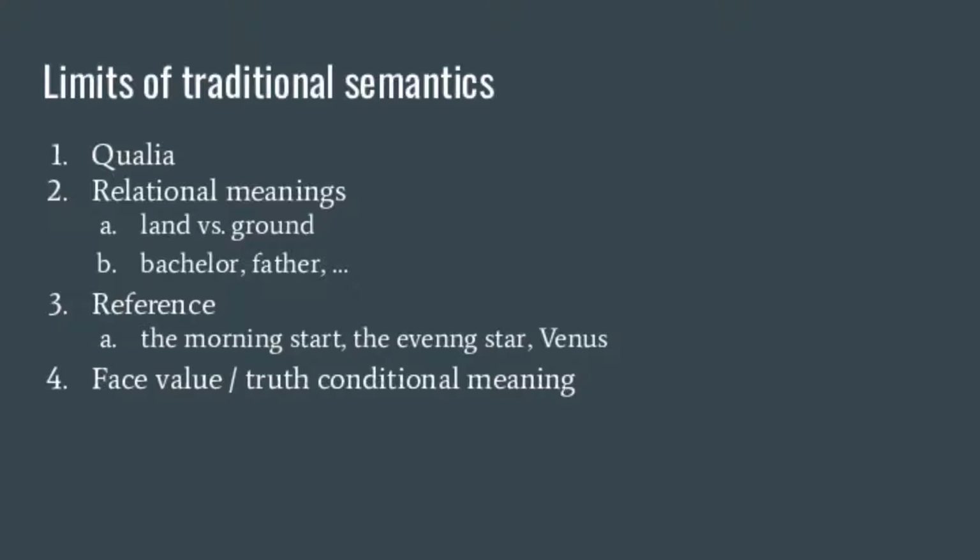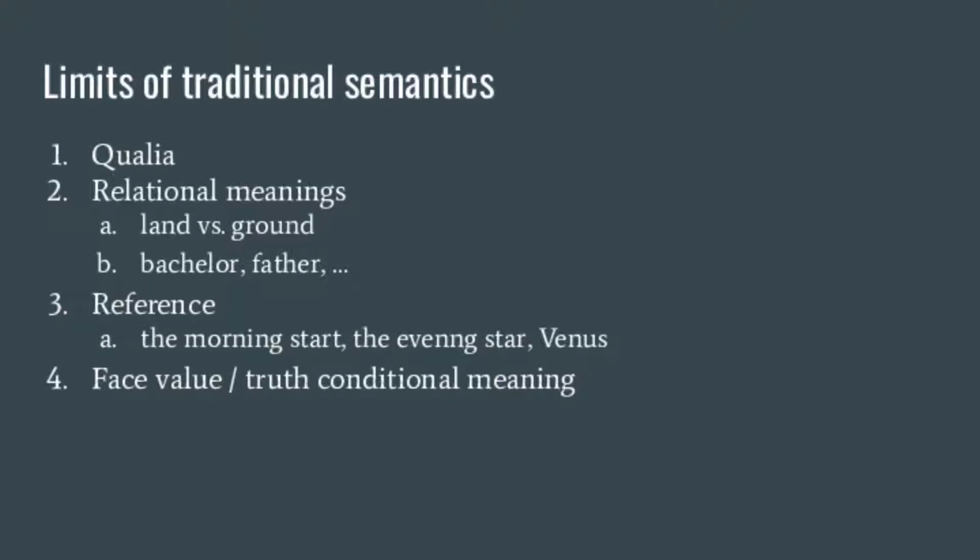Reference became kind of a problem in traditional semantics. The assumption is if you have different words, they should refer to different things. But you run into this problem with the morning star, evening star, and Venus. They all refer to the same star, just at different times of the day or different contexts.